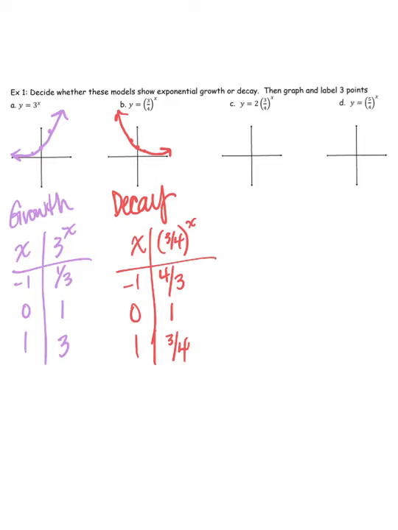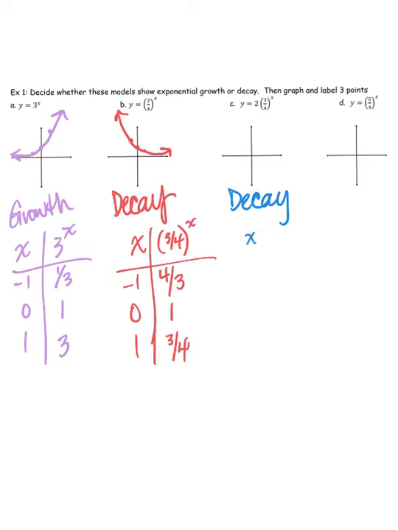All right, next up, I have 2 times 3/4 to the x power. So notice this one has that a value, okay? The base is still what's going to tell me if it's growth or decay. My base is still a number between 0 and 1, so this is going to show decay. Even though it has an initial value of 2, which is bigger than 1, that doesn't affect the shape of the graph, okay? Think about that as your vertical stretch. It doesn't change the shape, it just stretches it.